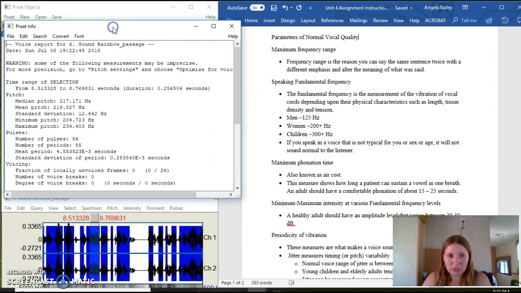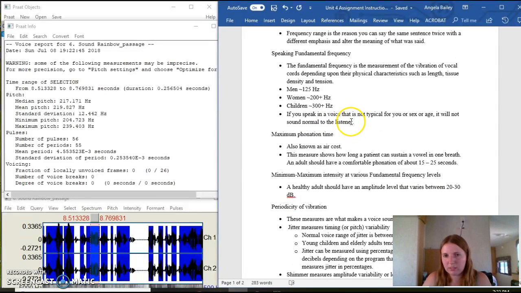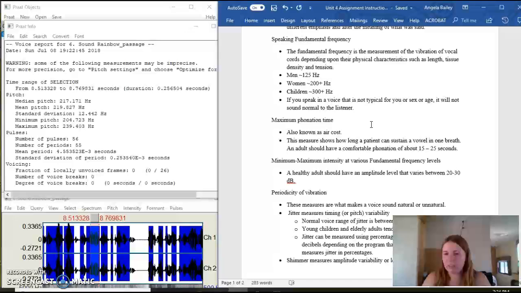So if we come over here to the data we've collected, my mean pitch is 219.82 hertz, which is still pretty close to 200 hertz. So I would say I am within normal limits on that. This is important because if you're a grown man and you're speaking in a little girl's voice, it's going to sound very odd to a listener.